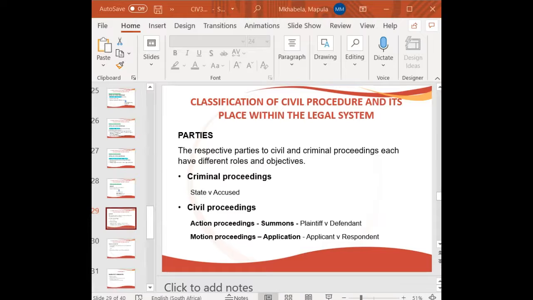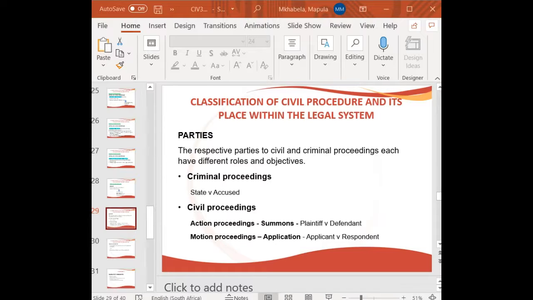In civil proceedings, the terminology differs according to the type of procedure involved. In matters commenced by a summons, the person who starts the proceedings by issuing a summons is known as the plaintiff. The person against whom the summons is issued is called the defendant.